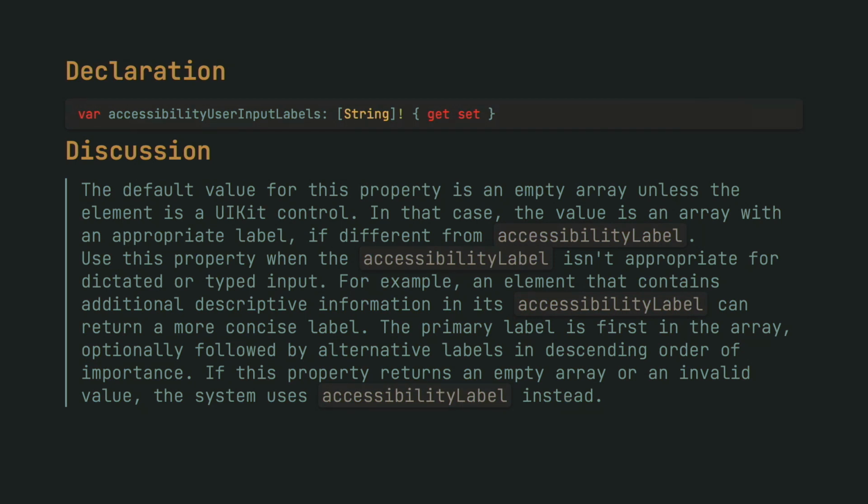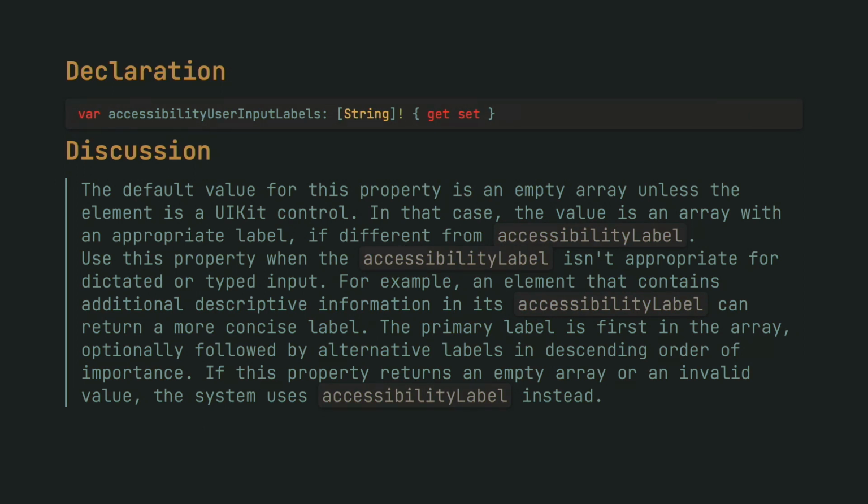Take, for instance, the accessibilityUserInputLabels property. We still don't expect you to read all that. This property is a string array that's meant to be used when, and I quote, the label isn't appropriate for dictated or typed input. If the array is empty, it'll be populated by the accessibility label. If that's empty, it'll be the visual label of the view, if it has one. But crucially, if the array isn't empty, if you've set a value explicitly, it won't fall back to either of the two labels. And as far as I'm aware, this isn't documented anyway.